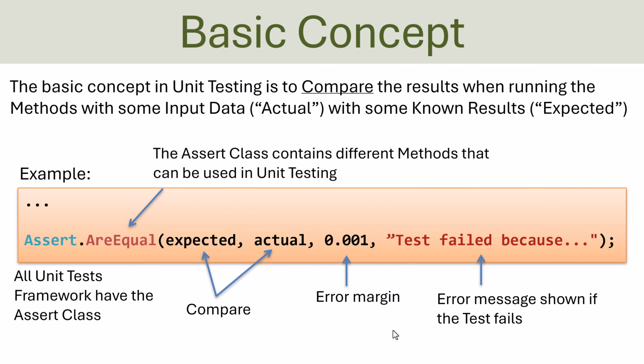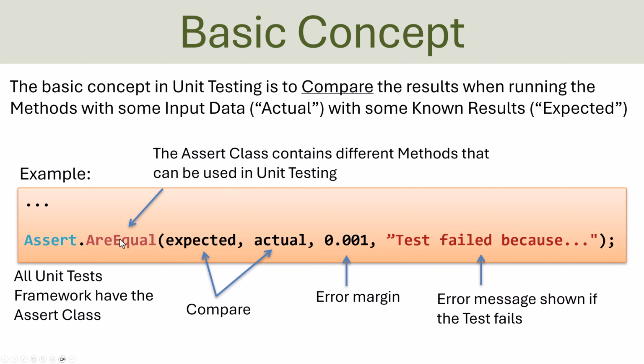So the basic concept within unit testing is to compare the results when running a method with some input data, also known as actual data and expected data. So in all unit test frameworks, they include a method called Assert.AreEqual. So then we just compare the expected value with the actual value that is calculated, and if they are not equal, then you can type a message here: the test failed because of something. So if these two are not the same value, then the unit test will fail.